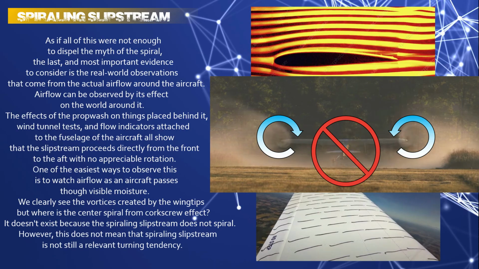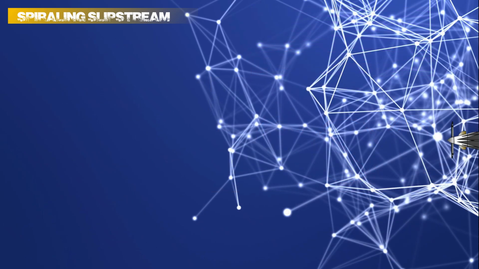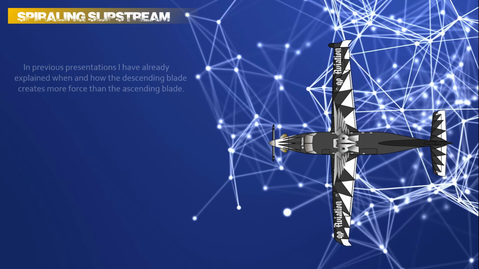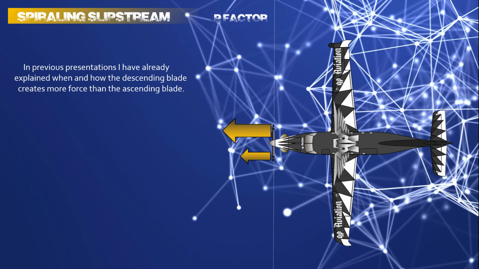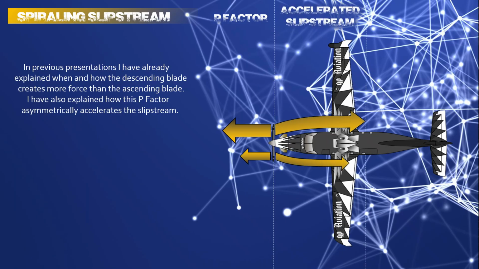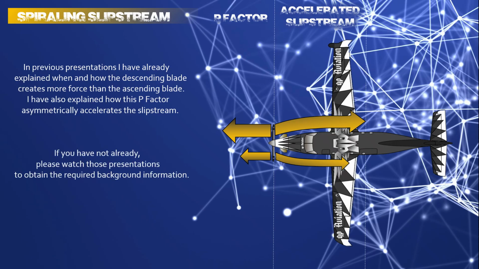However, this does not mean that the spiraling slipstream is not still a relevant turning tendency. So why does the slipstream produce a turning tendency? In previous presentations, I have already explained when and how the descending blade creates more force than the ascending blade. I have also explained how this P-factor asymmetrically accelerates the airstream. If you have not already, please watch these presentations to obtain the required background information.